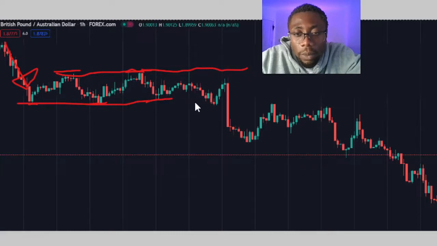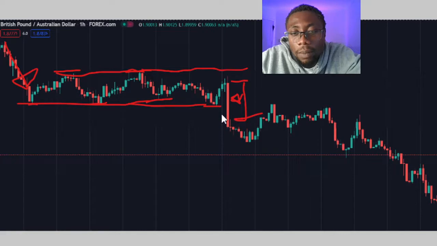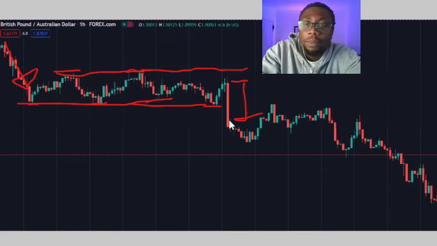And then you see here one more time, price came back down to the pip before breaking through with that large momentum bar right here. This bar. You see this momentum bar? This is exactly what we want to see. We want to see breakouts through these levels with this type of momentum.